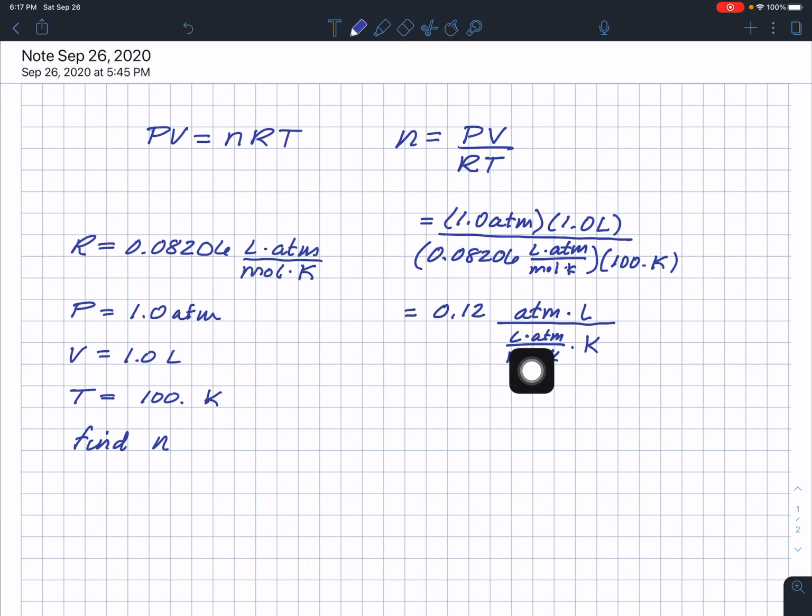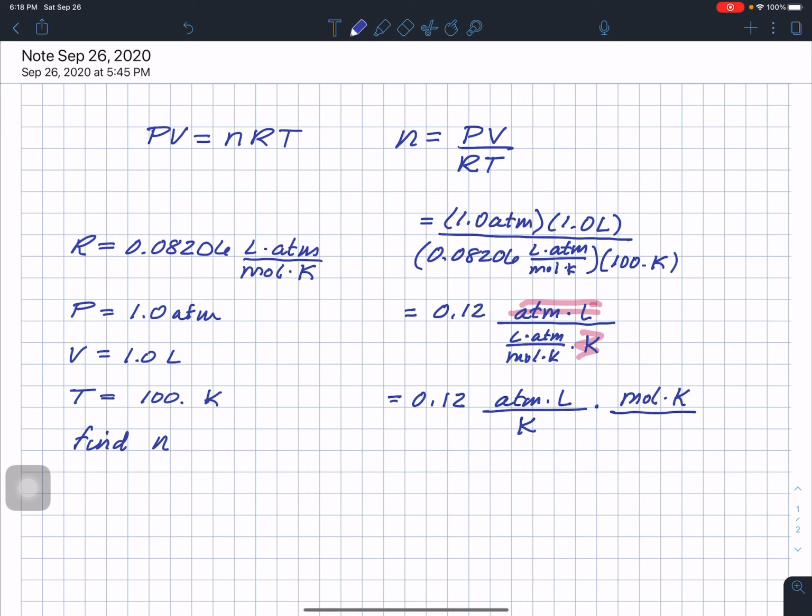So when we have a fraction in the denominator, the best way to straighten things out is to pull that out, invert it, and multiply. So this is going to be the same as 0.12 atmospheres, liters over Kelvin. So this is the part I'm leaving alone, and then I'm pulling out that fraction and I'm tipping it upside down because that's a math thing. And so I have mole Kelvin over liter atmospheres.